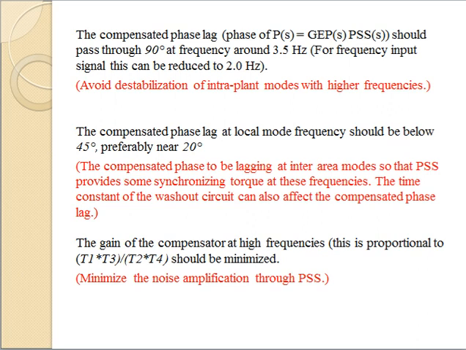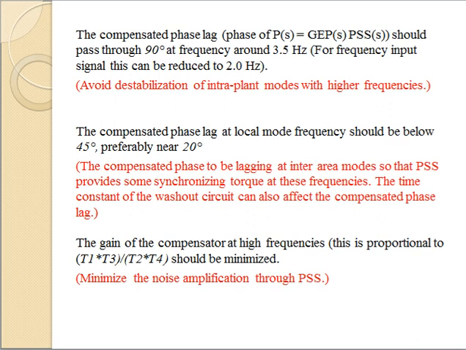So the compensated phase lag, now what will be the compensated phase lag? You are having one transfer function which is called GPS, and you will be having another transfer function which is the power system stabilizer. So it should pass through 90 degree at a frequency around 3.5 hertz. Please understand, when you are studying power system stabilizer, you must take into account that phase and frequency relationship. So on the x axis you have phase, and on the y axis you have frequency. This is the requirement just to avoid destabilization of some intraplant modes.